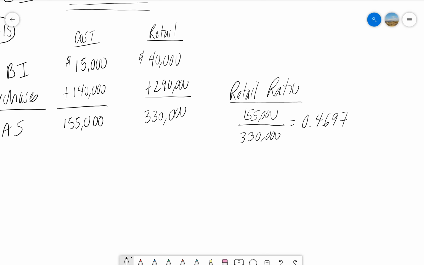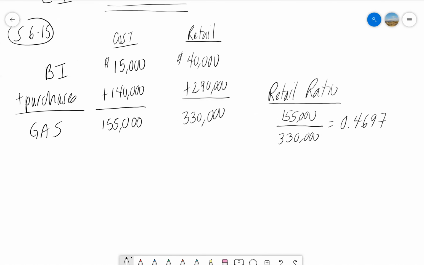Now, what we can do then is utilize that retail ratio. So if we think about it, if we were taking 330 and we times it by the 0.4697, that would give us the 155. So try this on your own. Go to your calculator, 330,000 times the retail ratio, 0.4697, that would give us the 155,000. We know rounded, it goes to $155,001, but that's because we rounded this retail ratio to 4 decimal places.